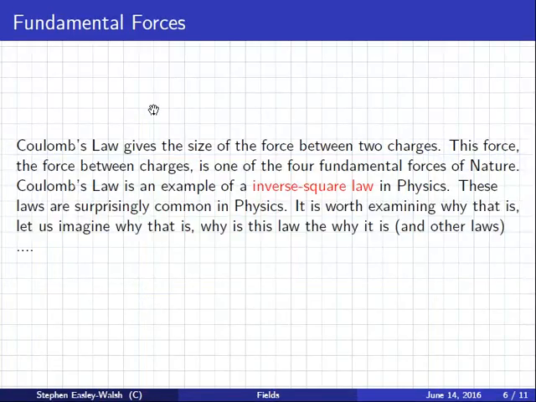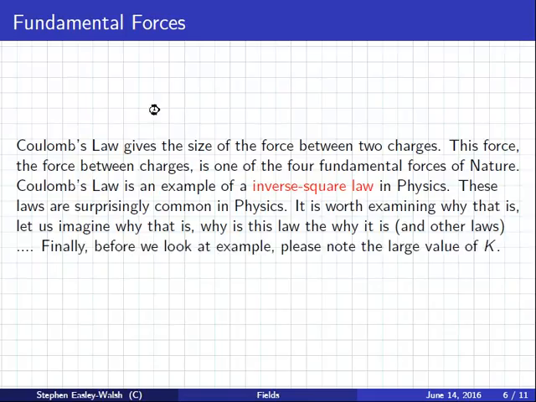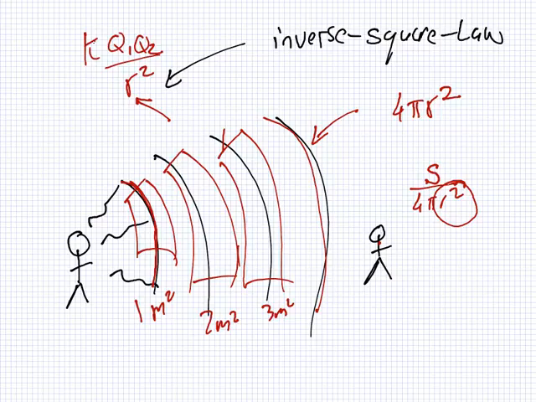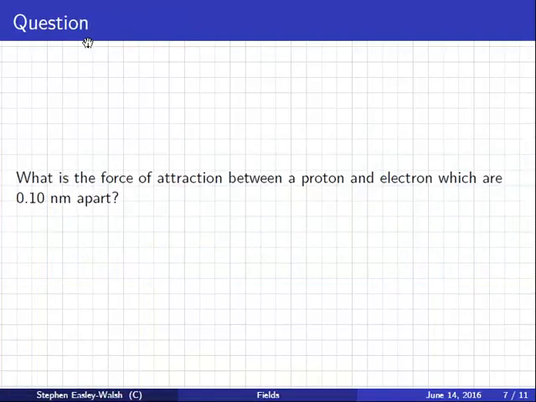So we had a look at an example of why. And the other thing is, I do want you to note in the formula, the K was very, very large. I think it was something like 8.99 times 10 to the 9. That's a really, really big constant. Okay, so here's one to get started.